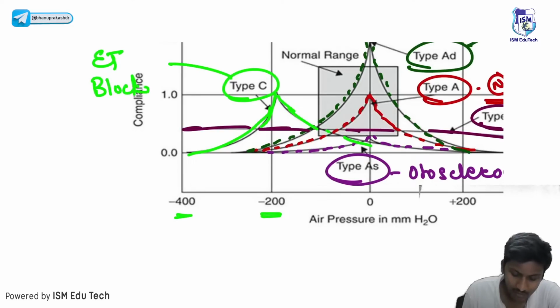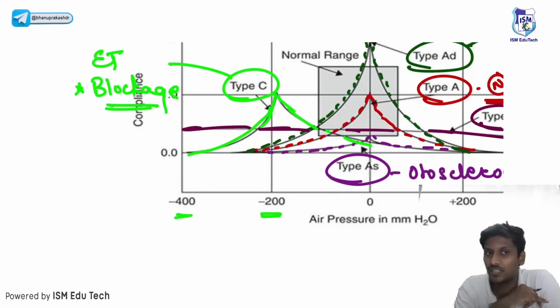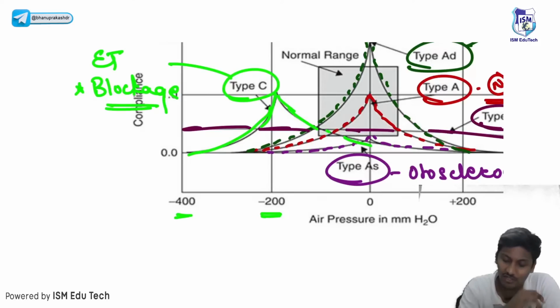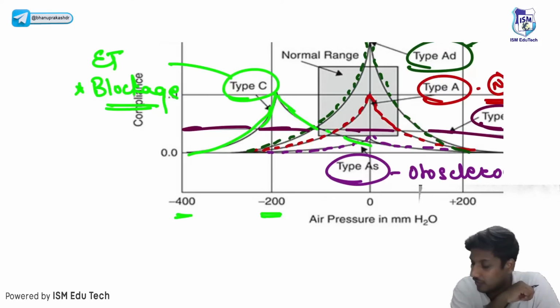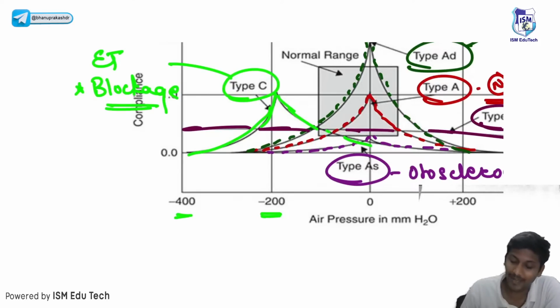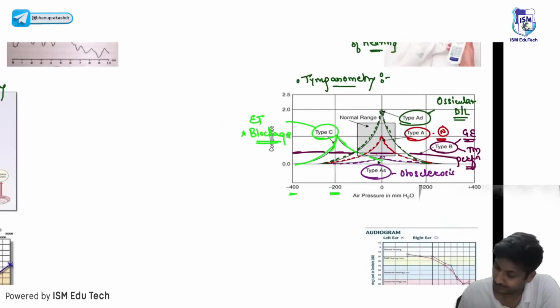As we know, whenever the eustachian tube is blocked, definitely in the middle ear a negative pressure is created, and that causes a retraction of the tympanic membrane and therefore a type C curve on tympanometry. Okay? That is important. Moving further.